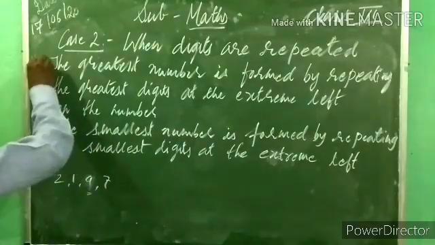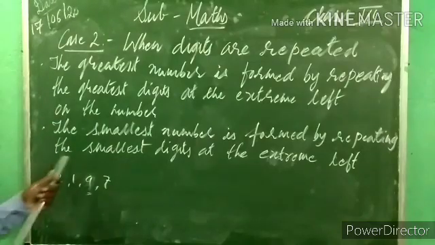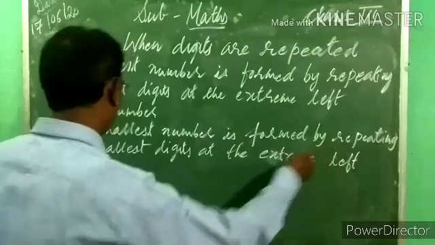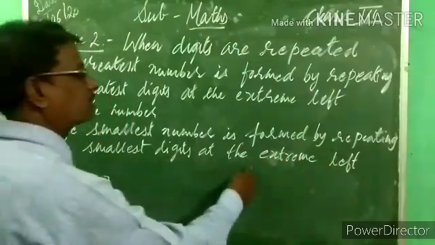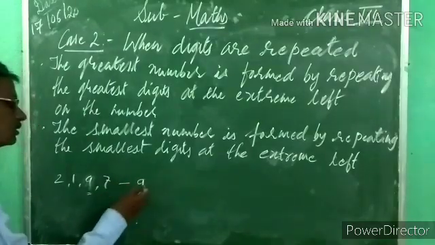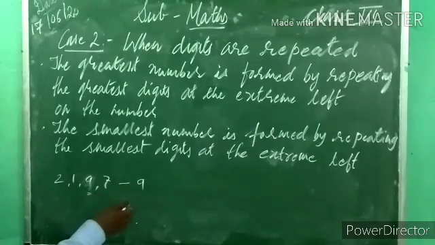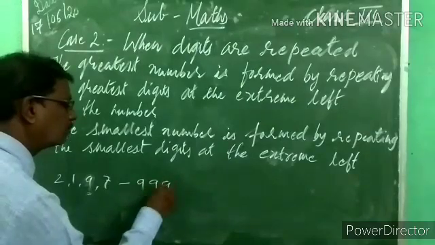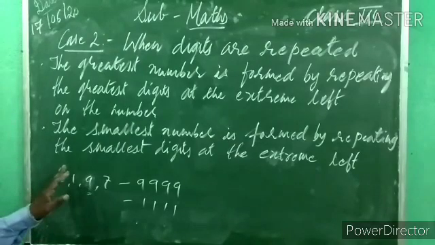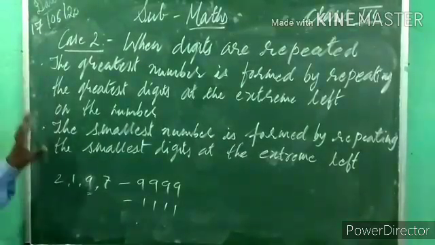And the second point: while writing the smallest number, you have to repeat the smallest digit. The smallest number is found by repeating the smallest digit at the extreme left. Here the greatest digit is 9, so for a 4-digit number we write 9 four times: 9999. And the smallest digit here is 1, so repeat this 1 four times: 1111. So keep these 2 points in mind.